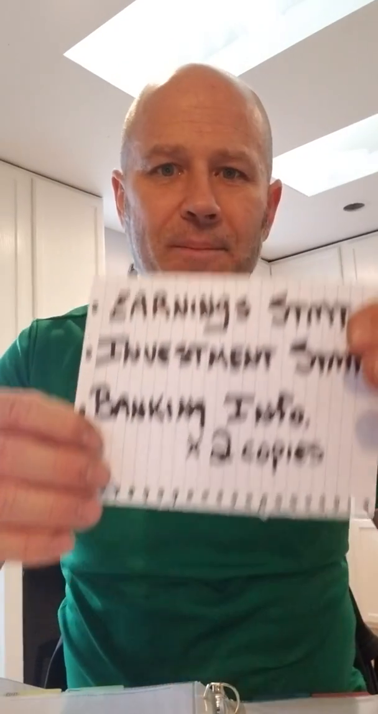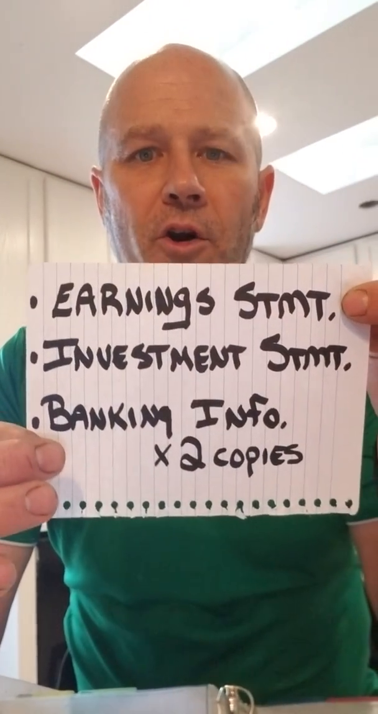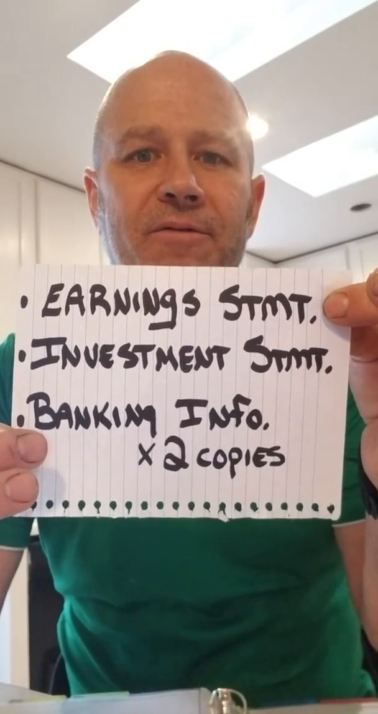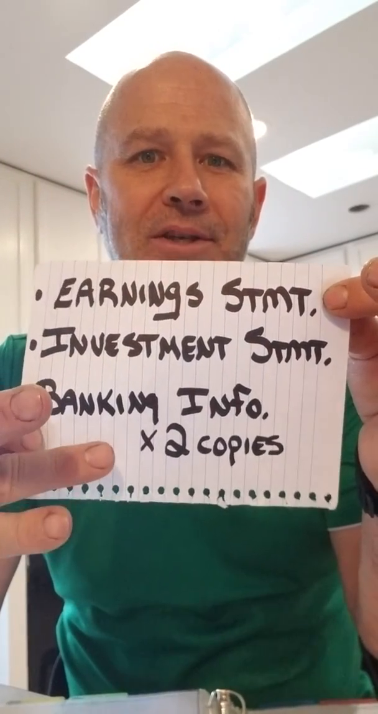Next is your earnings statement, investment statement, and banking information with 2 copies. Don't forget the 2 copies. A lot of people I've seen put videos out and give the information, but they didn't say 2 copies. As I went into USCIS's information and followed the instructions, it clearly says that they want 2 copies of each. So if you've got 2 banks, that's 4 copies, 2 from each bank.